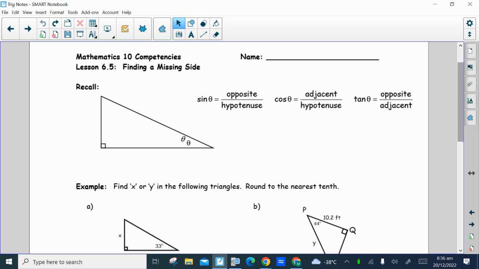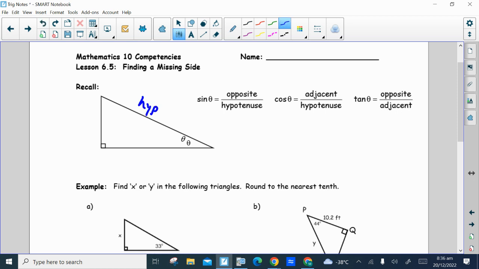And we always start by labeling the sides of the triangle. The side across from the right angle is always the hypotenuse. That never changes. But the opposite and the adjacent will change. It depends what angle you're using or working from or trying to find. In this case here, that would be the angle theta. And the side across from the angle you're working with or using or trying to find is the opposite. And then the remaining side is labeled as the adjacent.